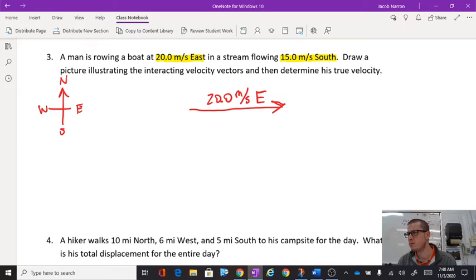Okay, and you can even put an E next to that if you wanted to, or the fact is we've got that coordinate system defined over on the left. You can just leave it like that. And the stream is flowing 15.0 meters per second south. So notice, I referenced the coordinate system. I made it 20.0 meters per second east, and then I made it 15.0 meters per second south. I have arrows that are pointing the correct way. So now, all we have to do is determine his true velocity.